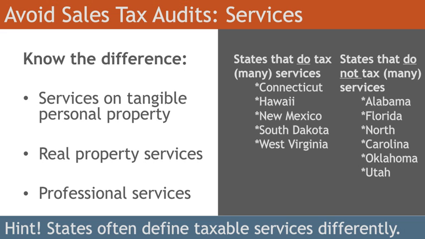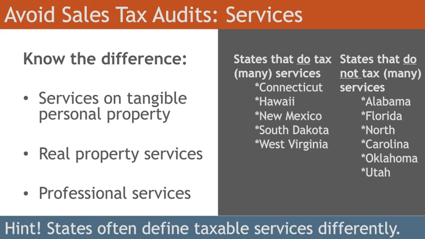There's some complexity there, though, Carrie, as well, because different states handle it differently. There's some states that tax a lot of services, like Connecticut, Hawaii, New Mexico, South Dakota, West Virginia. On the other hand, you have states that don't tax many services, like Alabama and Florida and North Carolina, Oklahoma, and Utah. The further complication of this, and one of the things that we see commonly happening in the marketplace, is people are bundling things more and more, and that makes it even more difficult to manage. But services can be taxed.